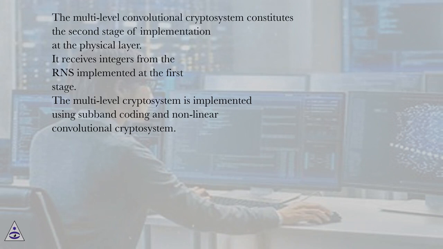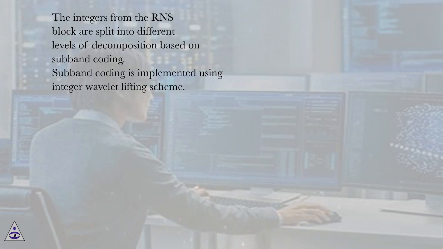It receives integers from the RNS implemented at the first stage. The multi-level cryptosystem is implemented using subband coding and nonlinear convolutional cryptosystem. The integers from the RNS block are split into different levels of decomposition based on subband coding. Subband coding is implemented using integer wavelet lifting scheme.